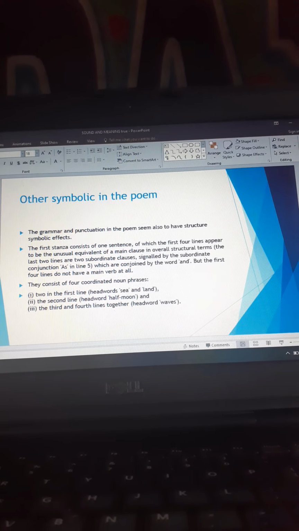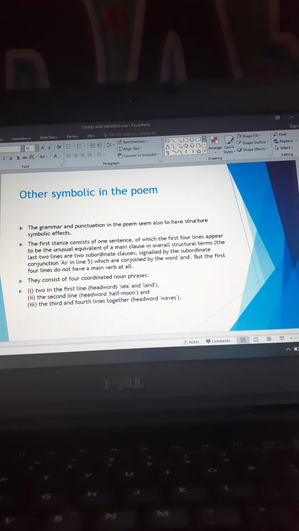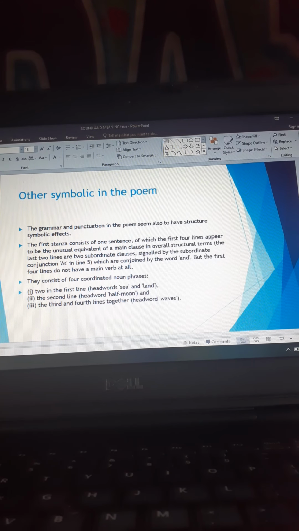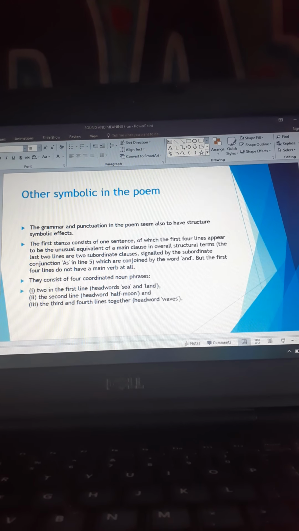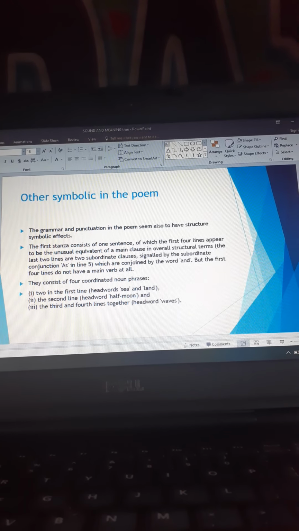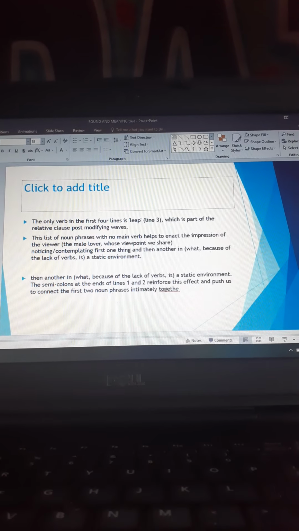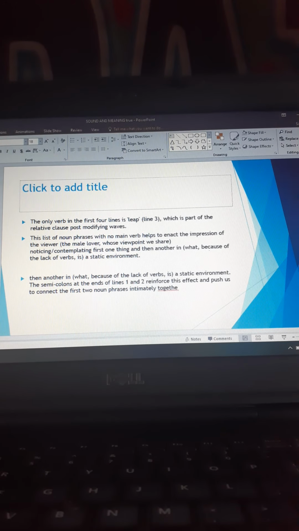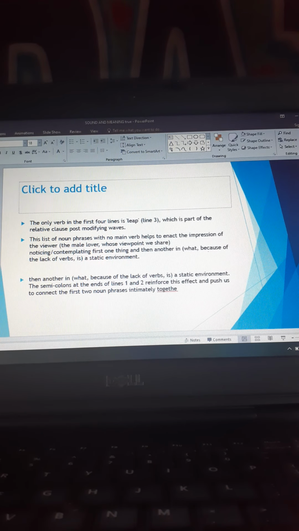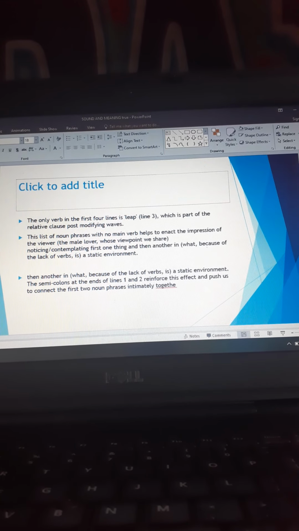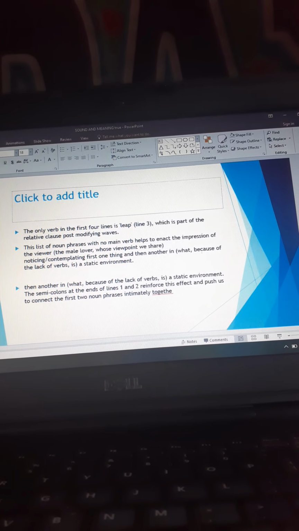They consist of four coordinated noun phrases. Two in the first line have the head words sea and land, the second line has the head word half moon, and the third and fourth lines together have the head word waves. The only verb in the first four lines is leap in line 3, which is part of the relative clause post-modifying waves.